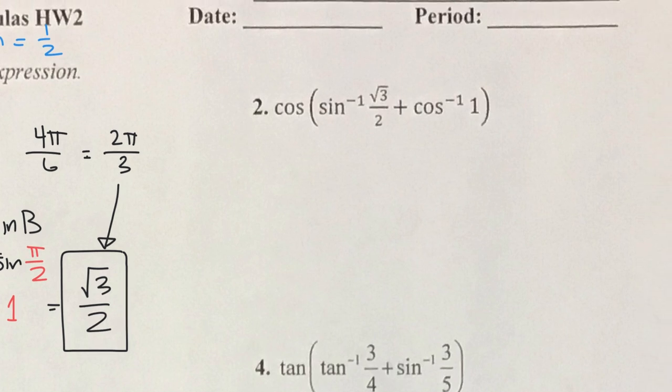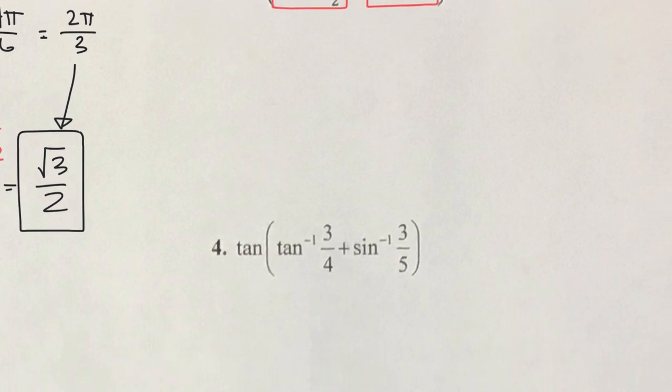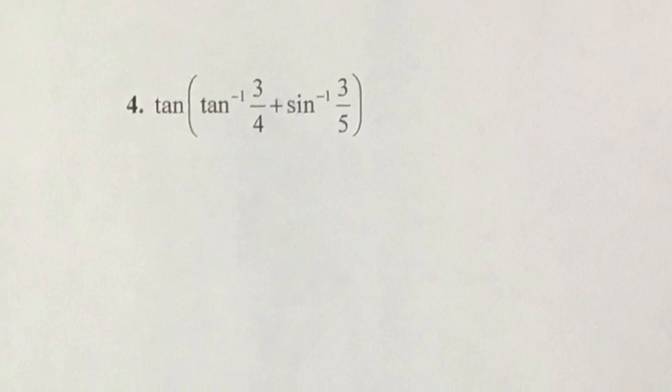Number 2 is the same kind of deal. You want to find the angle where the sine is positive root 3 over 2, and also the angle where the cosine is 1. Probably not pi, but 0 is what you're going to use there. So how about we jump down to do number 4?